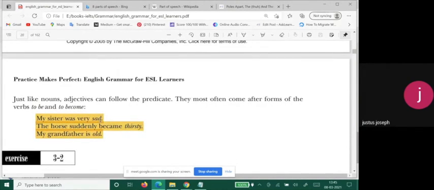My sister was very sad. You are describing the sister, the noun. Sad is what? Adjective. The horse suddenly became thirsty. It describes the condition of the horse. So thirsty is the adjective here. Okay. So sometimes adjectives can act as, what are they acting here as? Objects. Right?